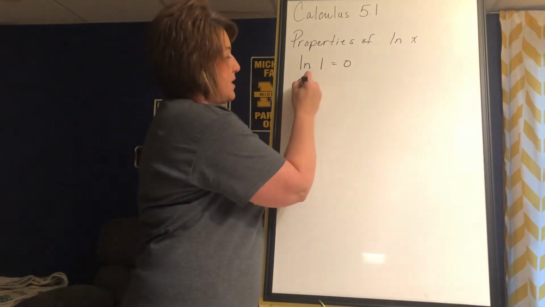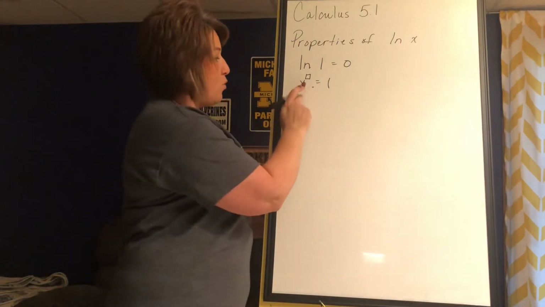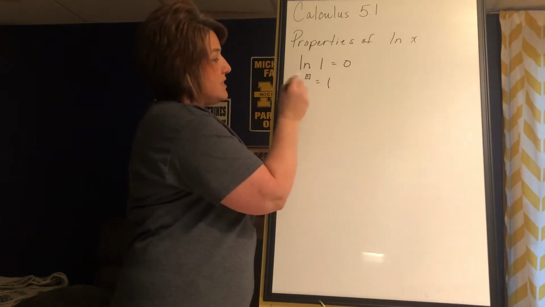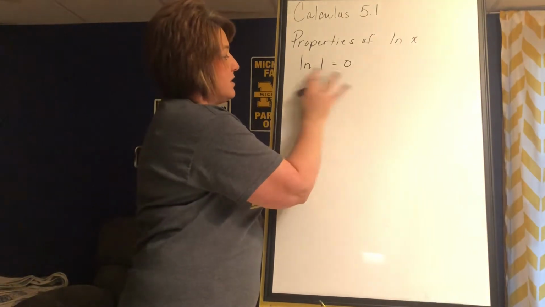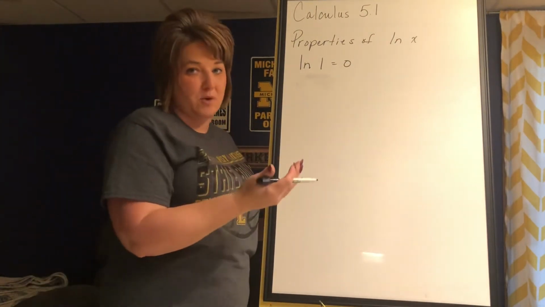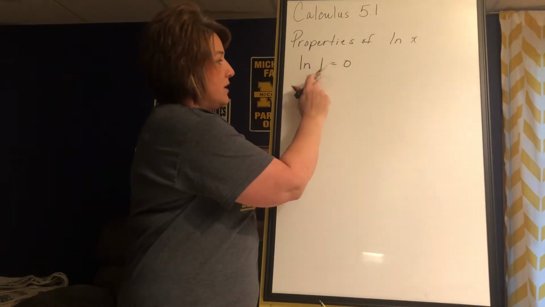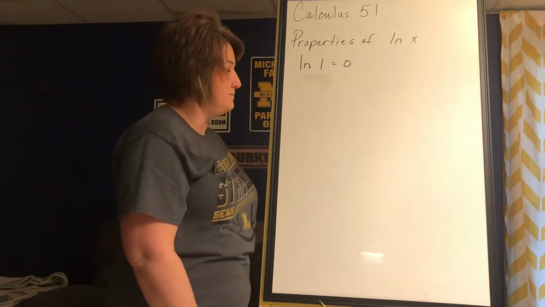So you've got some number. What exponent goes on that number to get 1? Well, it doesn't matter what this is. Anything raised to the 0 power is 1. So that's why we've got a 0 here. So anytime you see log or natural log, it's asking what exponent. So what exponent do I put on a number to get 1? And the answer is 0, because anything raised to the 0 power is 1.